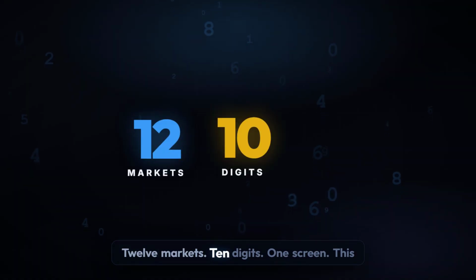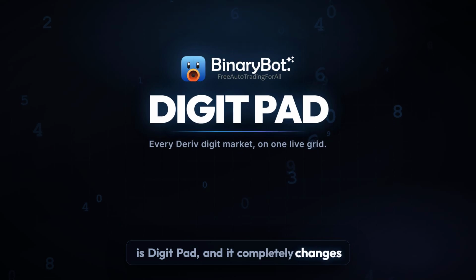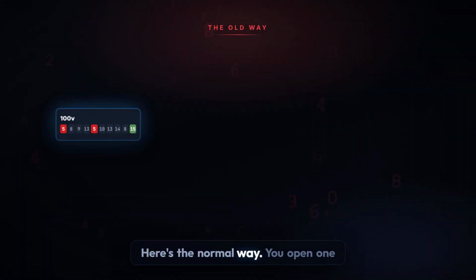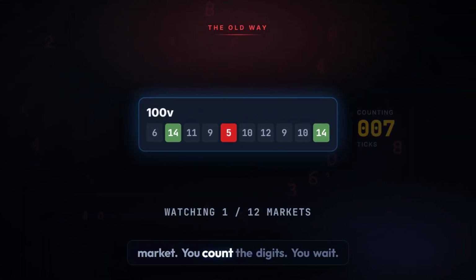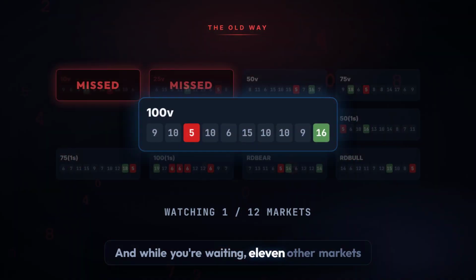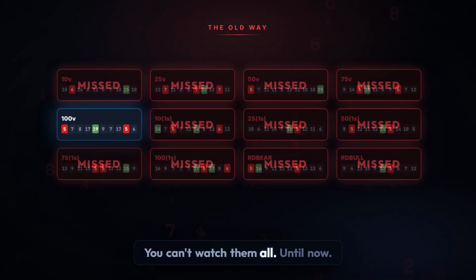12 markets, 10 digits, 1 screen. This is DigitPad, and it completely changes how you read Deriv digit trades. Here's the normal way. You open one market, you count the digits, you wait. And while you're waiting, 11 other markets just printed the exact setup you wanted. You can't watch them all.